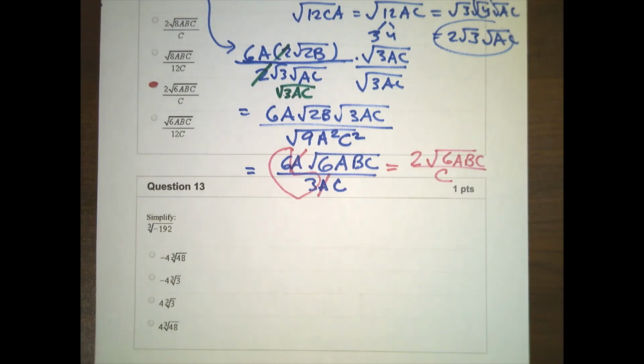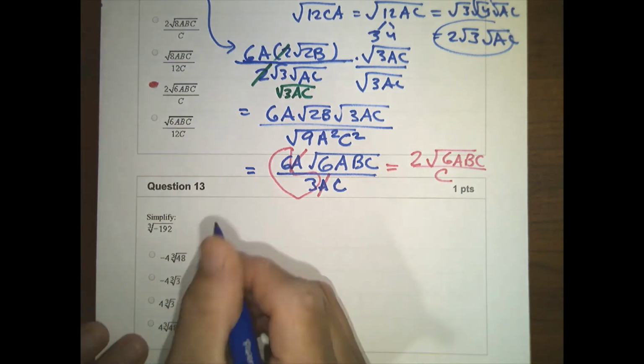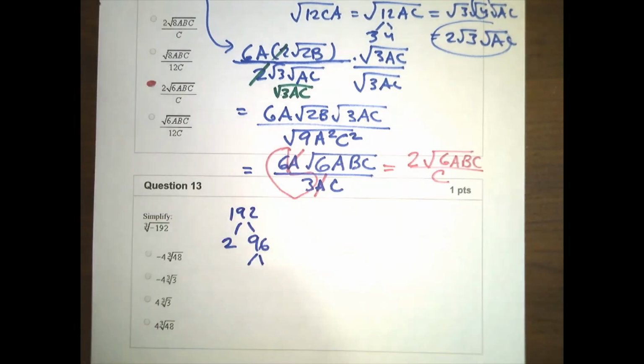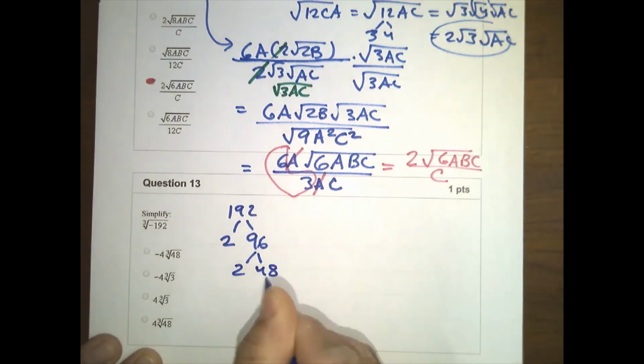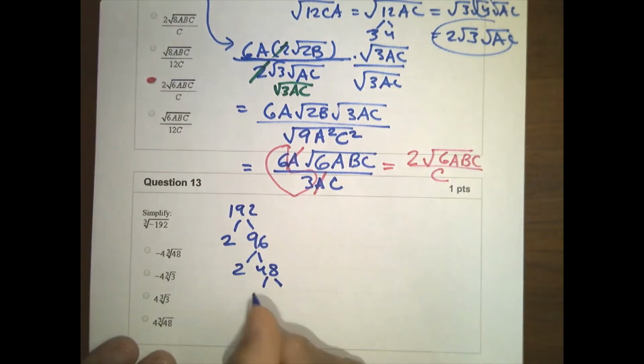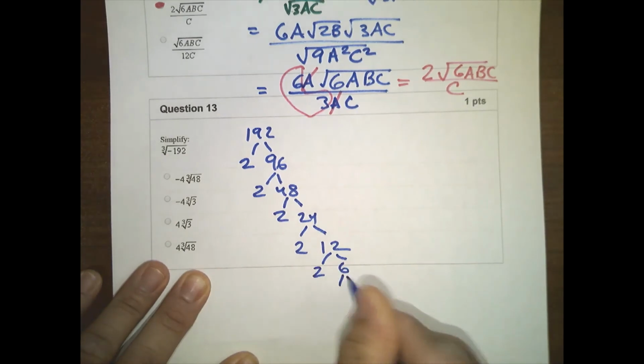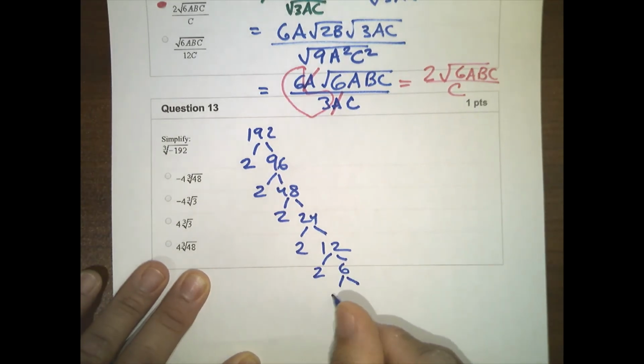So 192, well, what is 192? That is 2 times 96. And then 96 is going to be 2 times 48. 48 will be 2 times 24. 24 will be 2 times 12. 12 will be 2 times 6. And 6 will be 2 times 3.